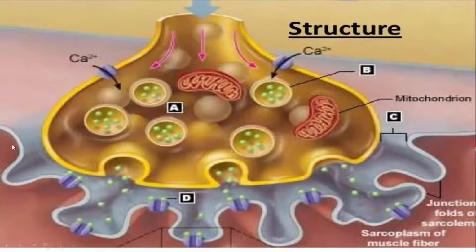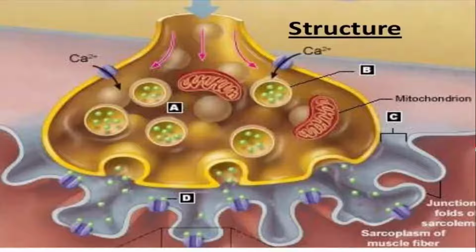Now, you can see in the postsynaptic terminal there are multiple foldings present. Why do you think the foldings are present? If it was straight, the number of receptors would have been less because the available surface area would have been less. But here there are multiple foldings. This increases the surface area of the muscle end plate.